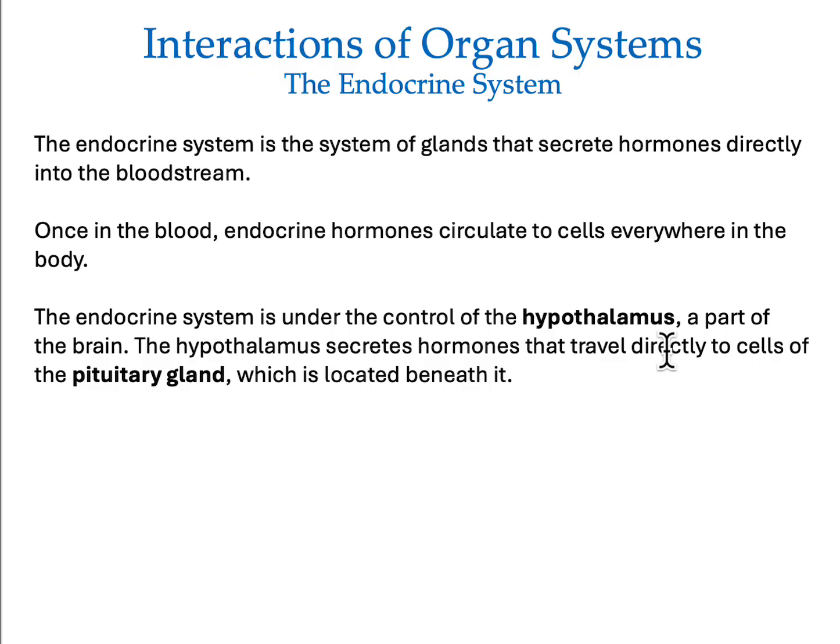Interactions of organ systems, the endocrine system. The endocrine system is the system of glands that secrete hormones directly into the bloodstream. Once in the blood, endocrine hormones circulate to cells everywhere in the body. The endocrine system is under the control of the hypothalamus, a part of the brain. The hypothalamus secretes hormones that travel directly to cells of the pituitary gland, which is located beneath it.